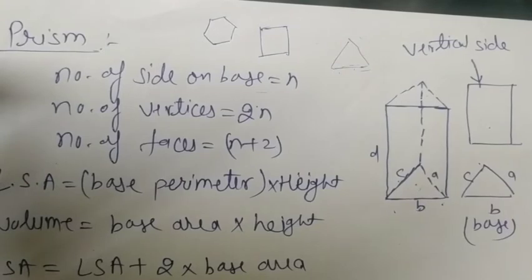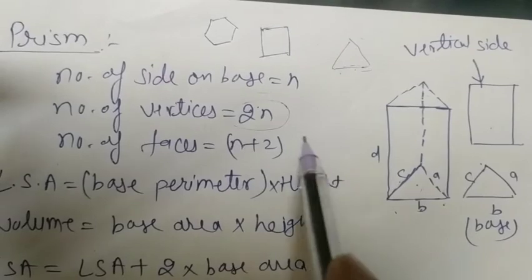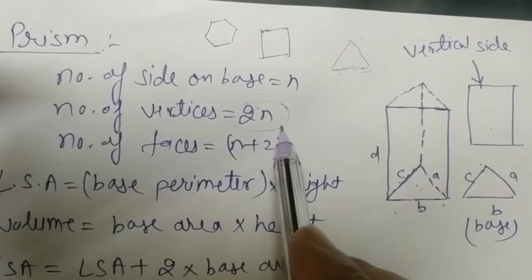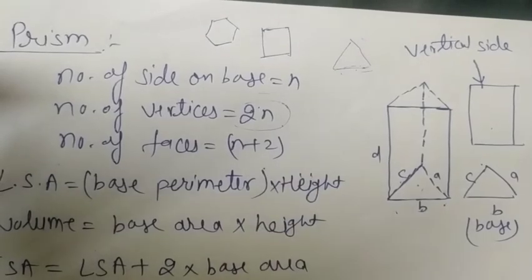The base and top will be the same, and the remaining faces will be rectangles. Okay? If the number of sides is n, then the total number of vertices will be 2n, and the total number of faces will be n plus 2.